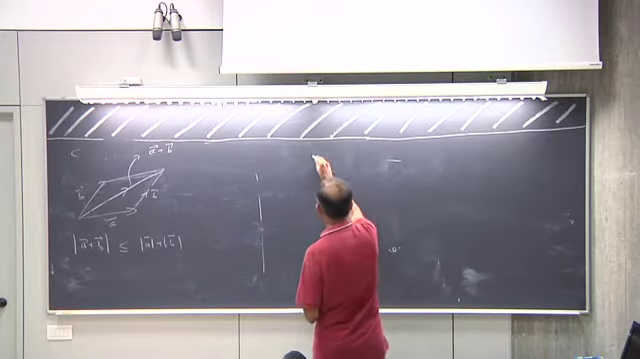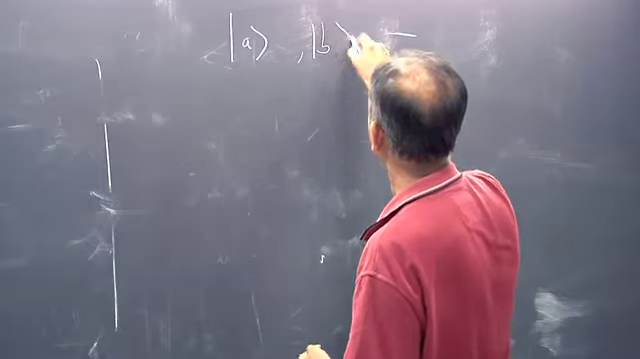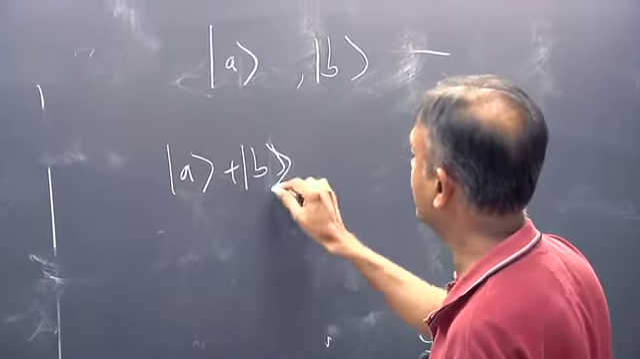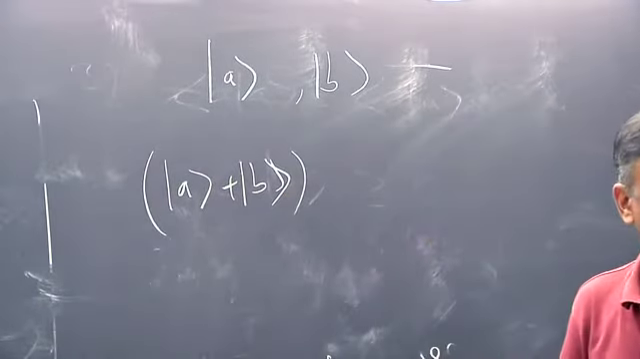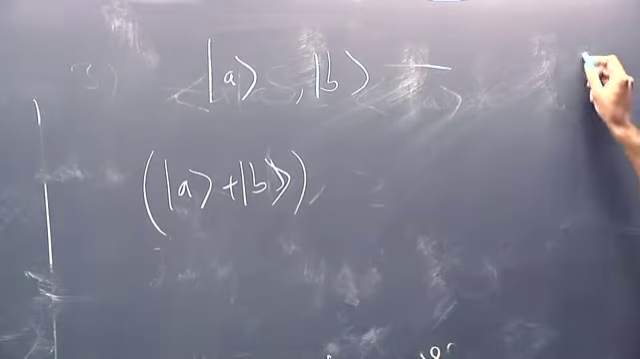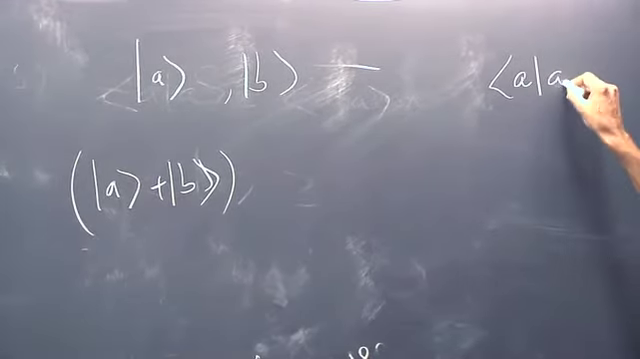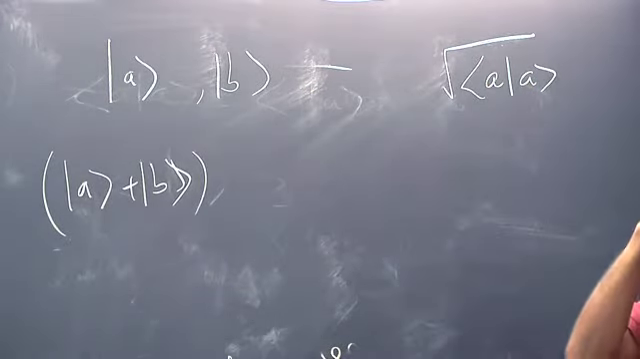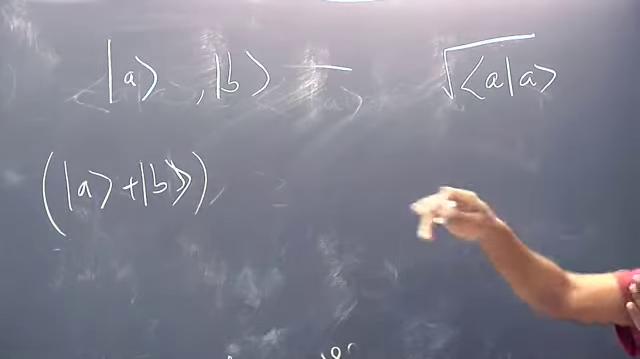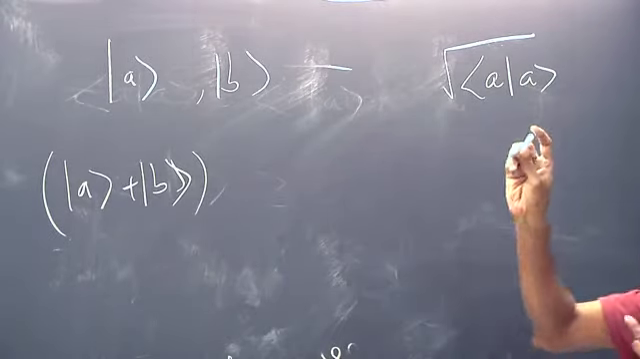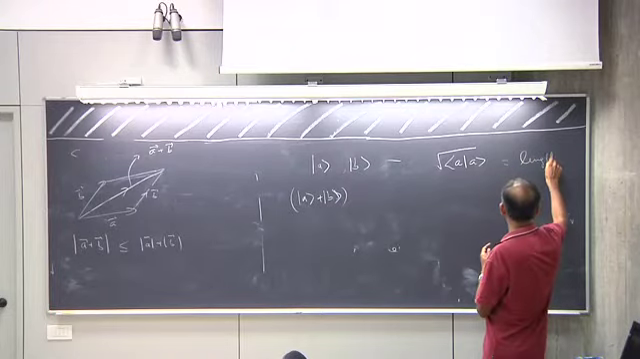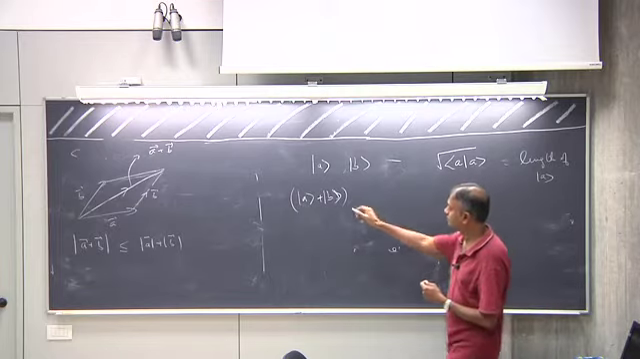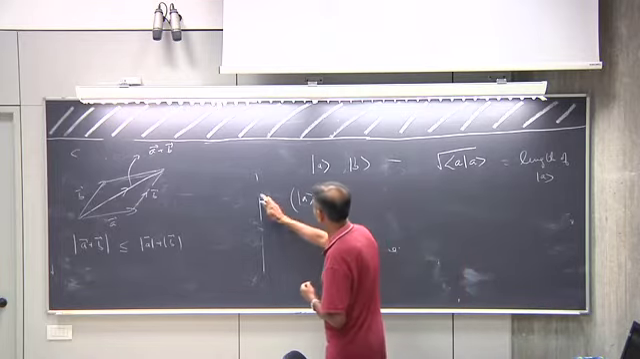Suppose I'm given a vector A and a vector B. Then of course I ask what happens to the length of A plus B. Remember what the length is: the length of A is simply the square root of the scalar product of A with A. That is like A squared, the length squared, and the square root of that is the length. So we define this as the length of the vector A. So I want to take the length of this.